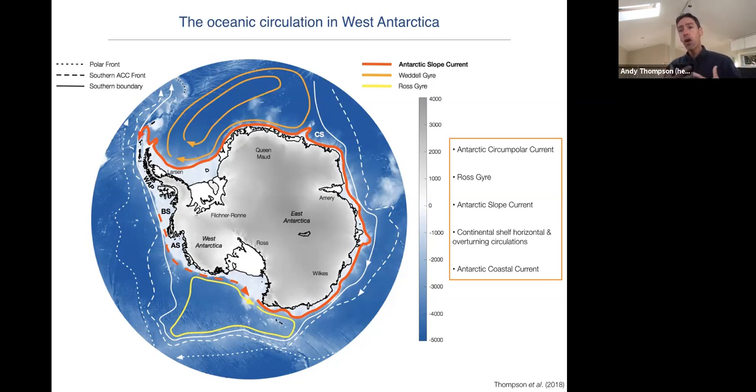So you have all these different circulation features that have their own inherent spatial and temporal scales of variability. I think our understanding of how these different circulation features interact with each other is still very much in stages of development, and our ability to predict how they're going to change in the future is relatively immature right now.